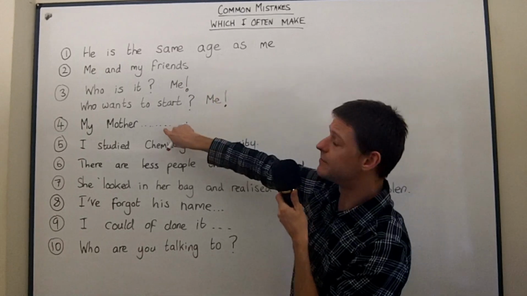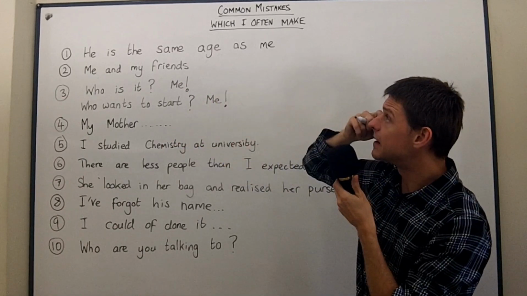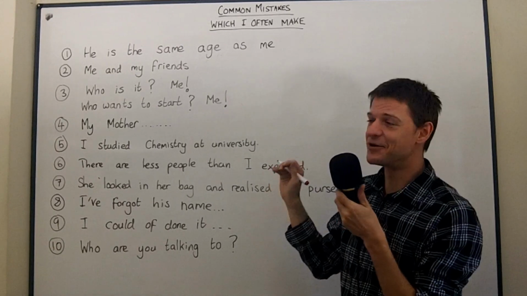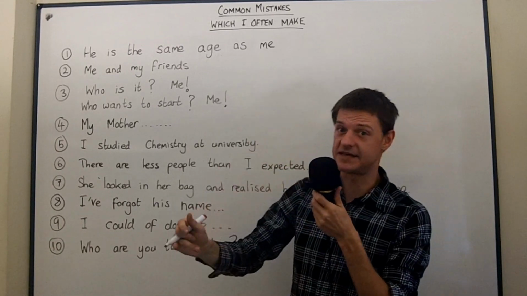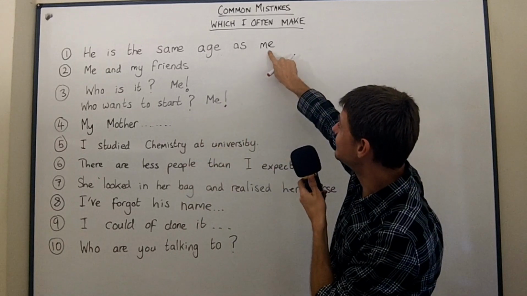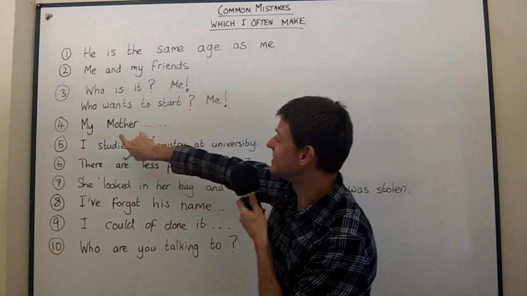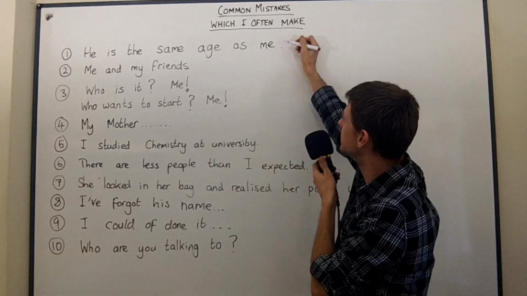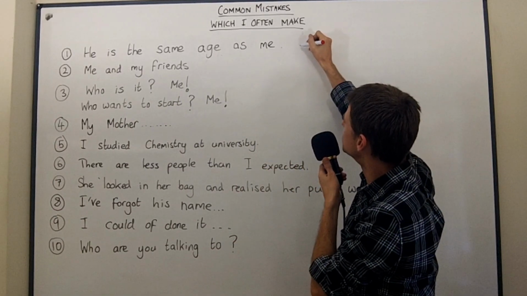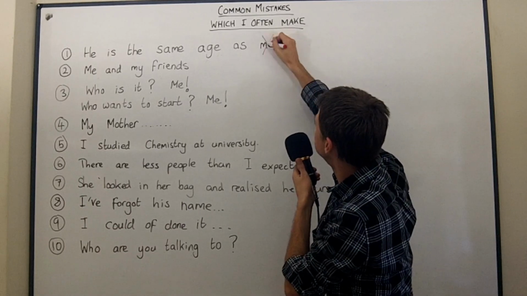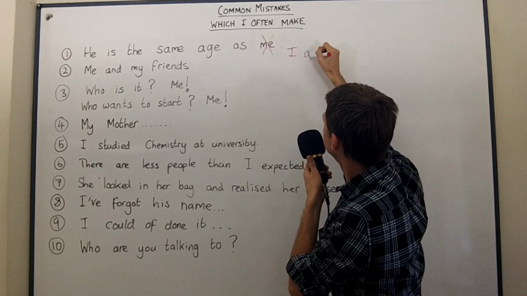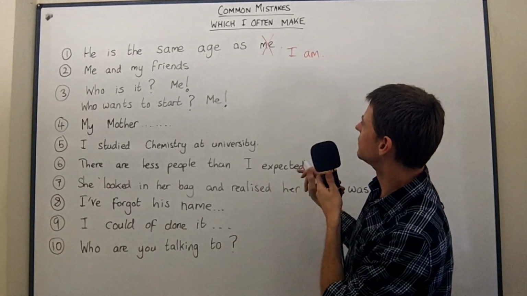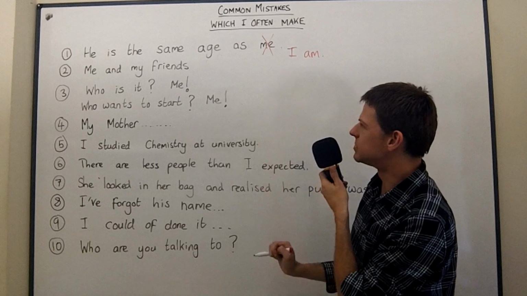Number 1 and number 4 occurred to me because somebody wrote on my other videos and said, isn't this actually wrong? And isn't this actually wrong as well? And yes, they were absolutely correct. This is actually wrong. The correct version would be, he is the same age as I am. We'd need to use I here because we need to use a subject and not an object.